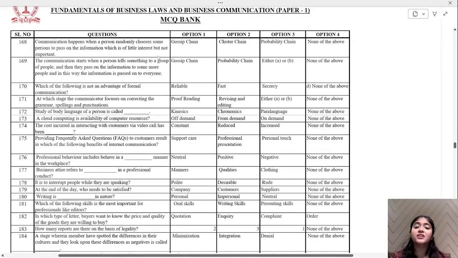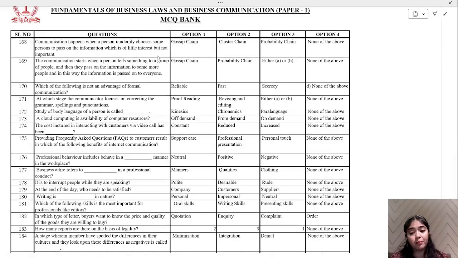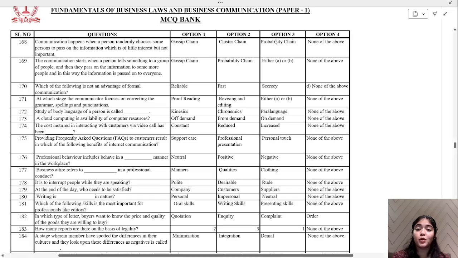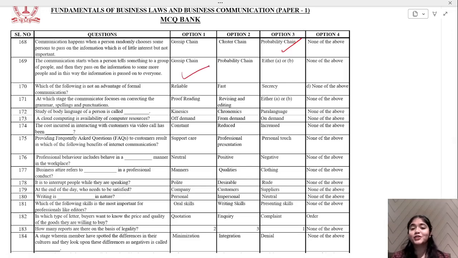Communication happens when a person randomly chooses some person to pass on the information which is of little interest but not important. Tell me what type of it is. Probability chain. Now, communication starts when a person tells something to a group of people and they pass the information to some more people, and this way information is passed to everyone. So you know very well this is gossip. Gossip chain. Then what we have is, which of the following is not an advantage of formal communication?